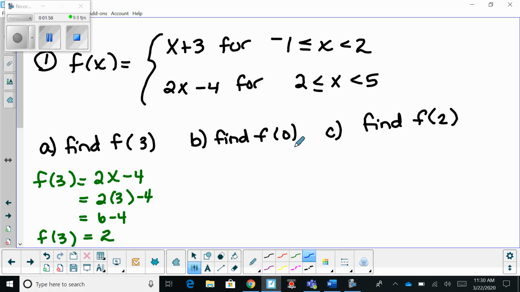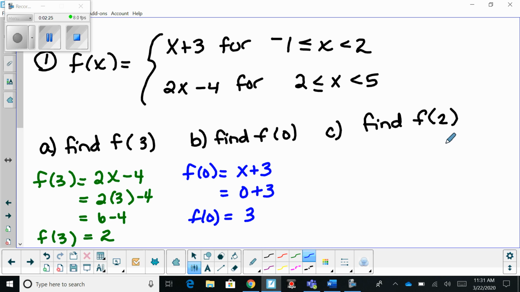For letter B, I want to find f of 0. 0 falls in between -1 and 2. So f of 0 is going to use the top piece of the function, x plus 3. Plug my 0 in for x. Find the value. 0 plus 3 is 3. So f of 0 is equivalent to 3.